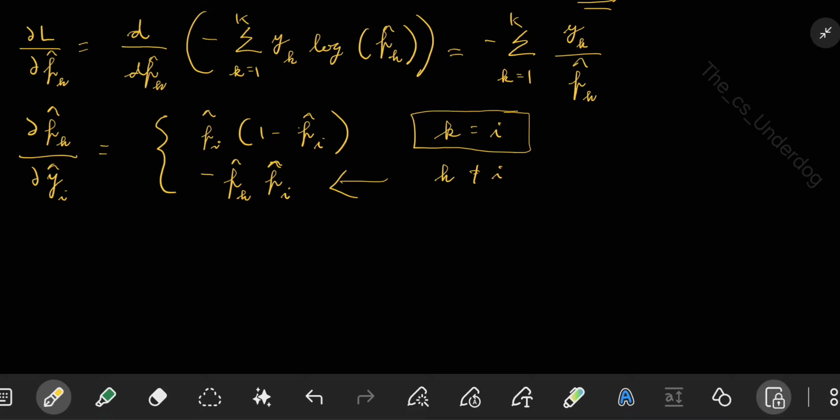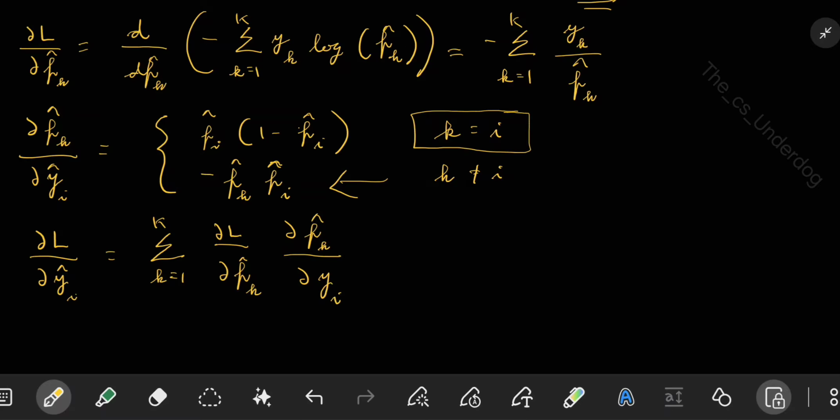What we already discussed is, in order to find del L by del yi cap, this is our final goal. In order to find this, what do we have to do? We'll break it into two parts. For all the k classes, sigma k equal to 1 to k, first part is del L by del pk cap for that particular class, and then del pk cap by del yi cap. This is what we discussed just before we started this, that this is how we are going to solve this.